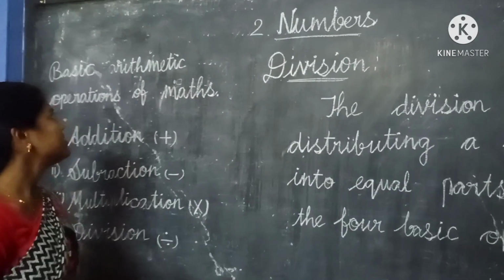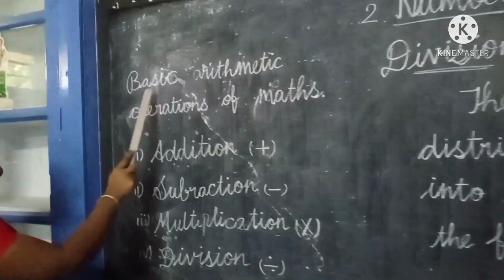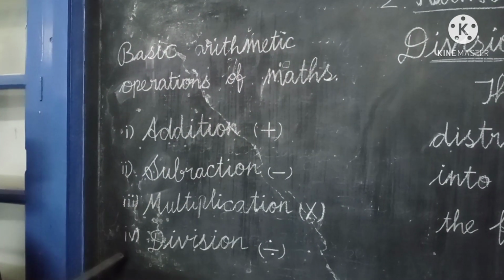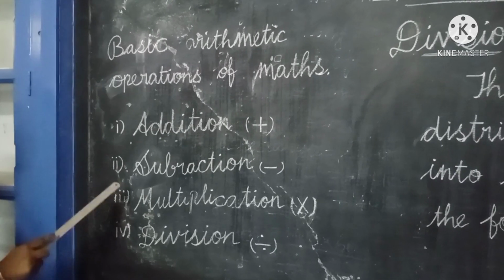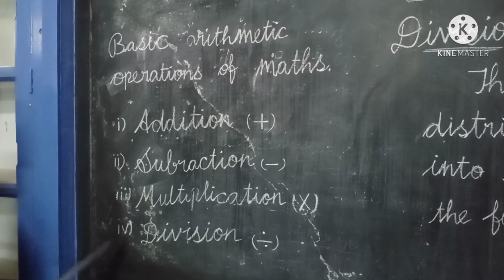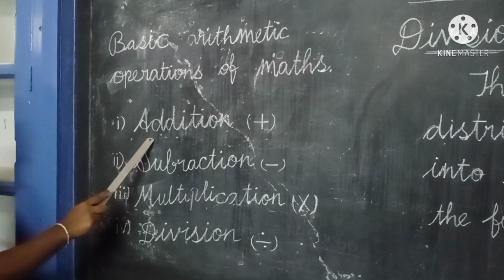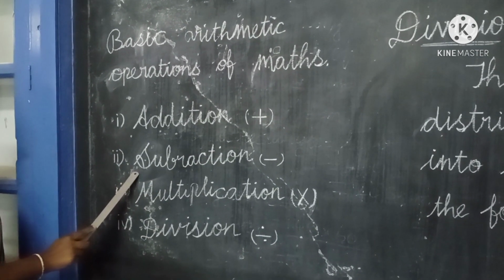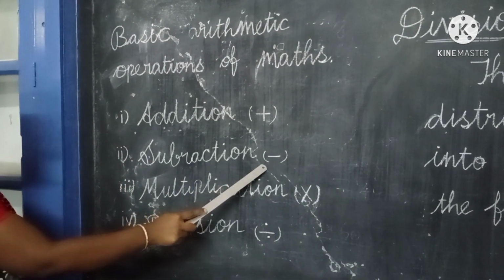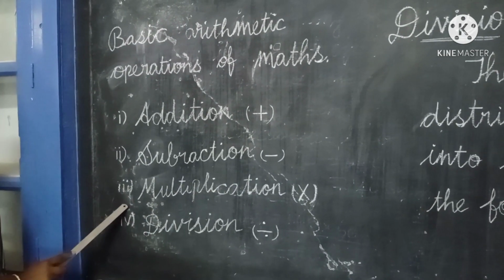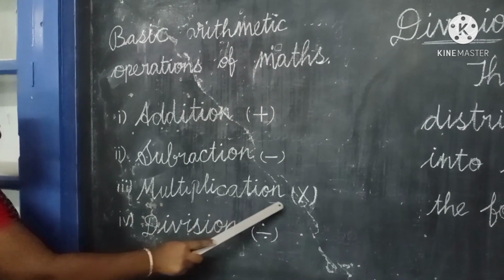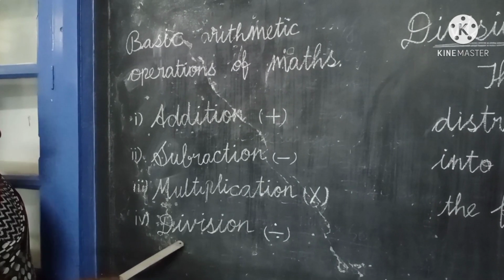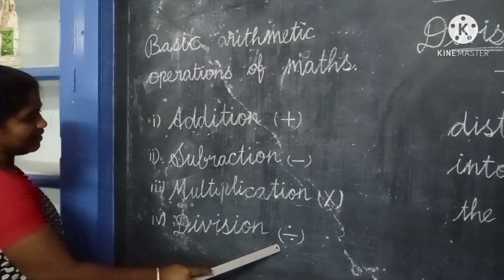Before getting to the class, we are going to see the basic arithmetic operations of Maths. See children, these are the four arithmetic operations of Maths. First, addition. This is the sign of addition. Second one, subtraction. This is the sign of subtraction. Third one, multiplication. This is the sign of multiplication. Fourth one, division. This is the sign of division.